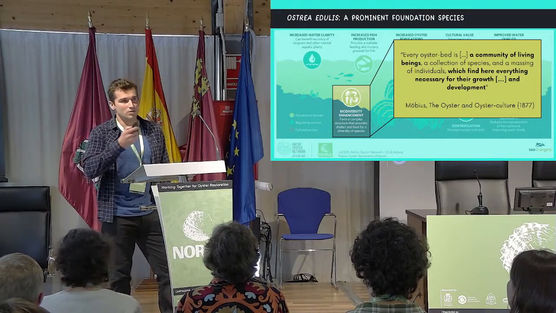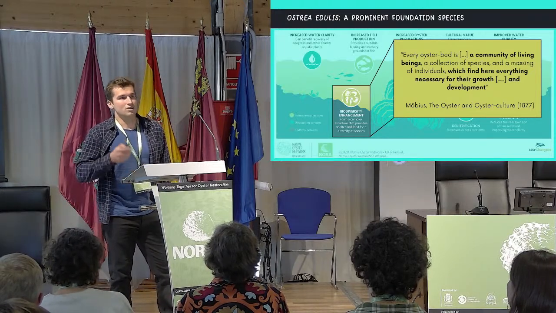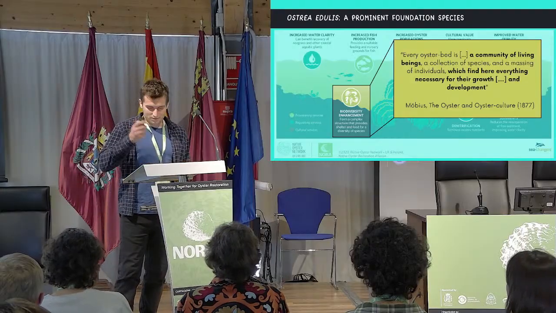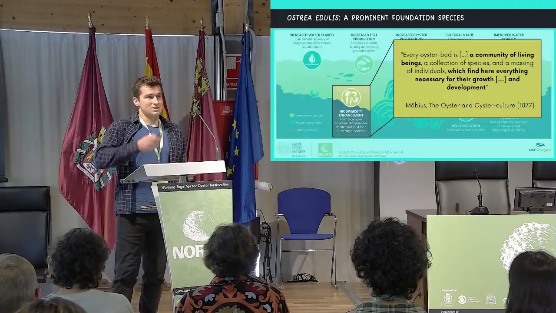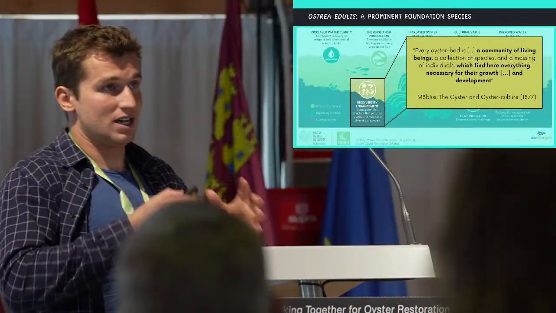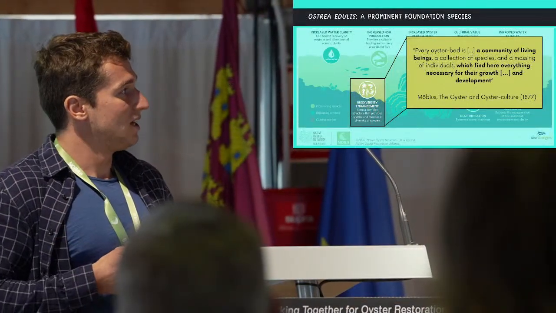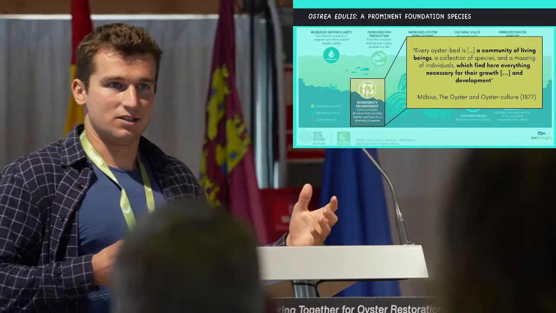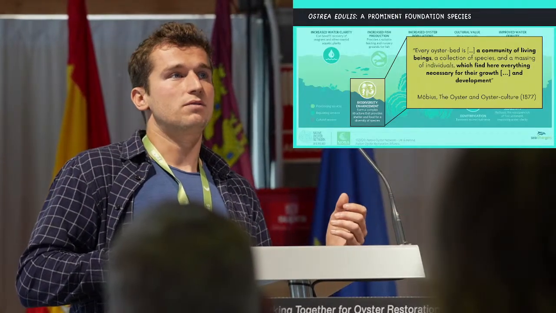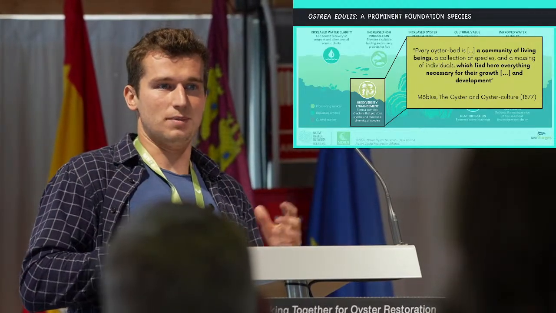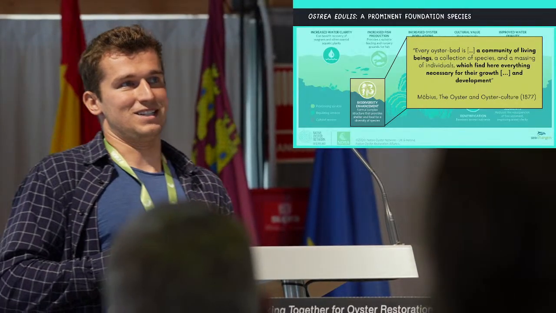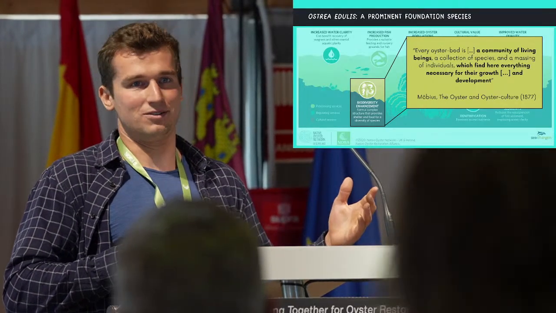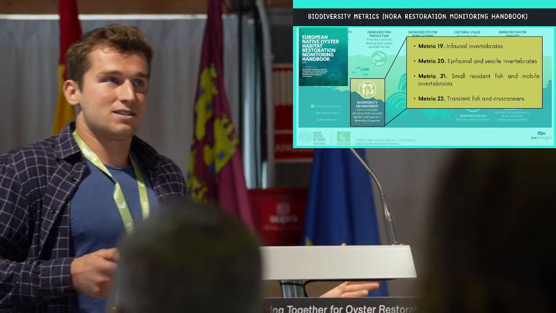So here's a little definition given by Moebius in his book of the oyster and oyster culture from the 19th century. Based on this definition, he suggests a new word for all this associated fauna, which is biocenosis, and we still use this word to this day. So that's quite cool. That is based on oyster reefs.